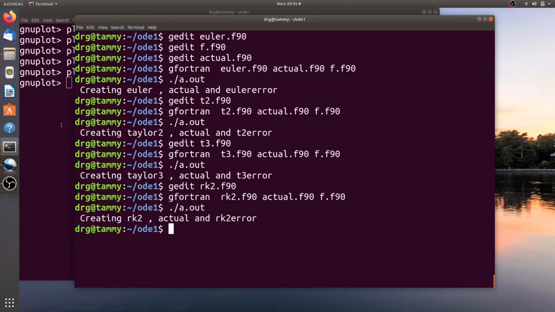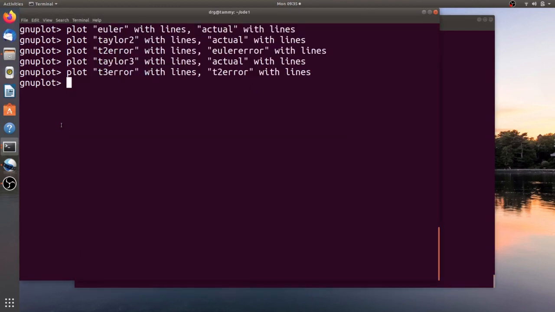RK2 is supposed to approximate Taylor 2, so if I want to compare two things that are supposed to be extremely similar to each other, I'll compare RK2 with Taylor 2.